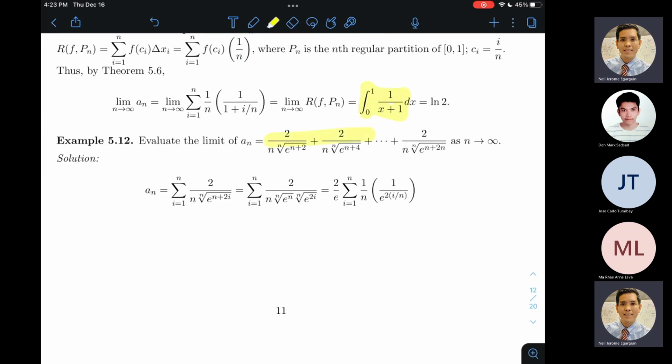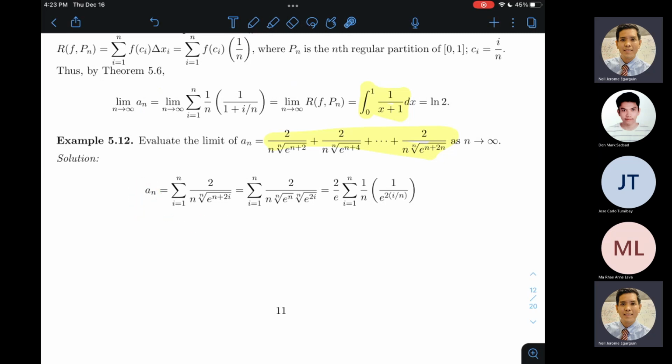Medyo mas komplikado yung itsura ni A sub n. But nevertheless, we will employ the same trick. We'll try to write it in the form of a Riemann sum. Okay, so a little bit of algebraic manipulation here. I guess here we're still using the interval 0, 1, the unit interval 0, 1 as the integration interval. All right, because I can write A sub n as this summation.